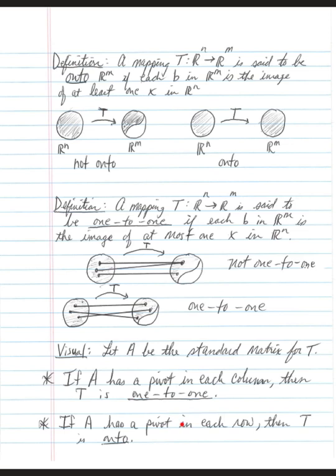A pivot in each row, then your transformation is onto. And there are times when you have both. And I think bijection is the word for that, where it's one-to-one and onto. But you can have one or the other, or both.